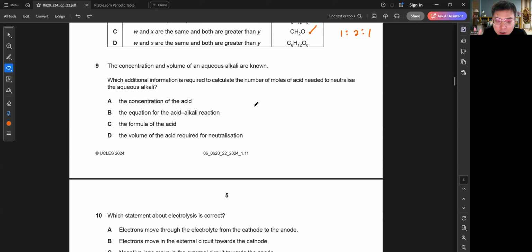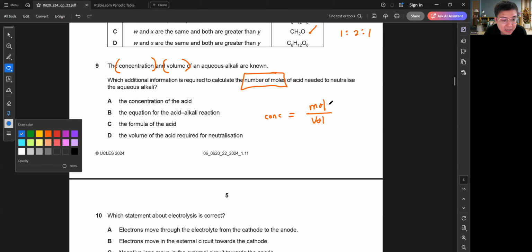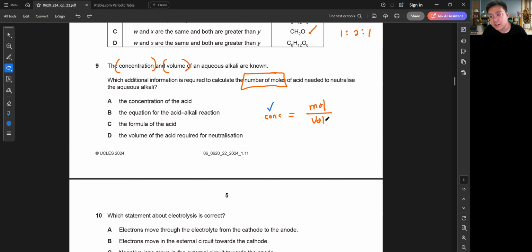Number 9, the concentration and volume are known. To find the mole. So we want to find the number of mole, but what is given is the concentration and the volume. So if students have memorized before, the concentration formula, there are two types of concentration, mole over volume and mass over volume. In this case, clearly, because they're talking about mole, it will be mole over volume. And then they tell us that the concentration is given and the volume is given.